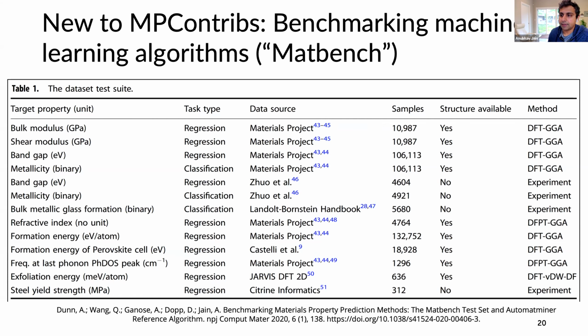We also chose many different types of materials problems. There are ones about electronic properties like metallicity and bandgap, but then there are also tests for mechanical properties like bulk modulus and shear modulus, optical properties like refractive index, and thermal properties like phonon peak locations. So you can really see whether your machine learning algorithms tend to work well for certain types of materials properties versus others.